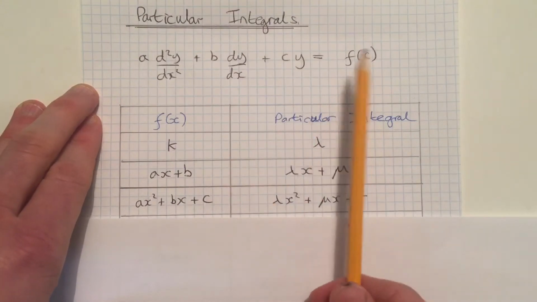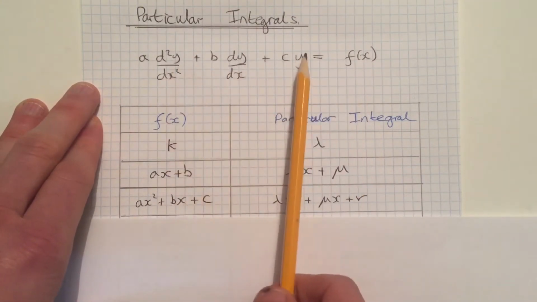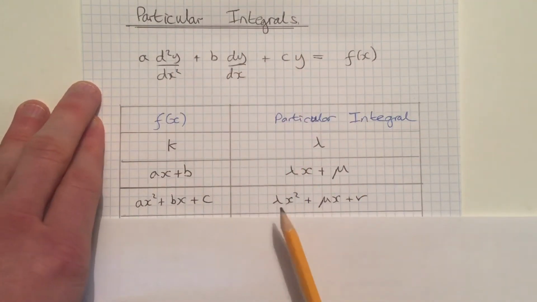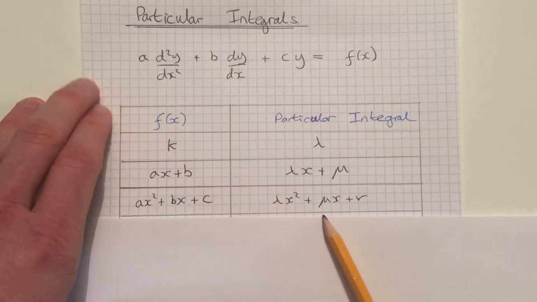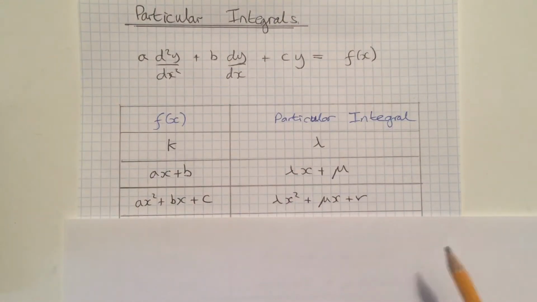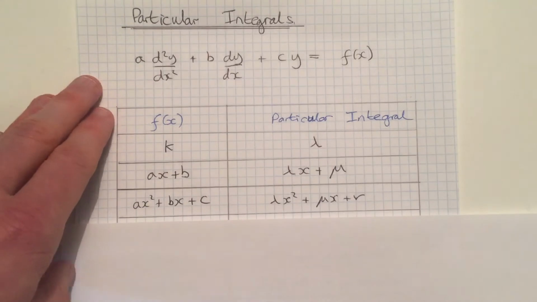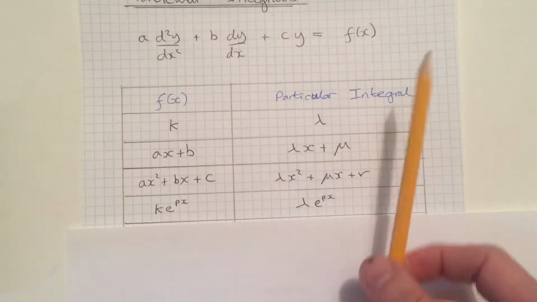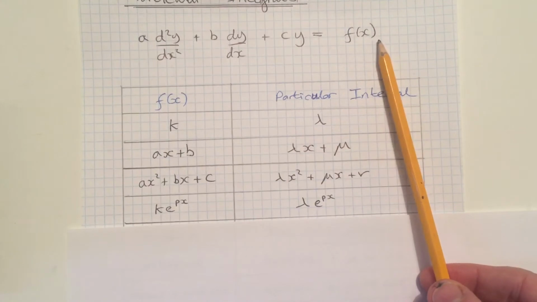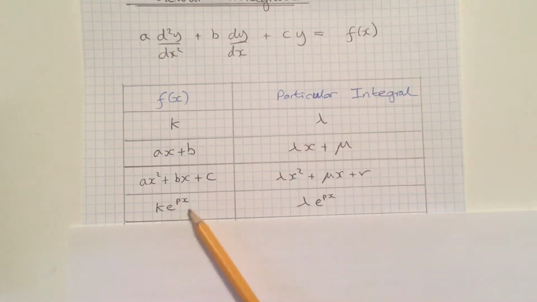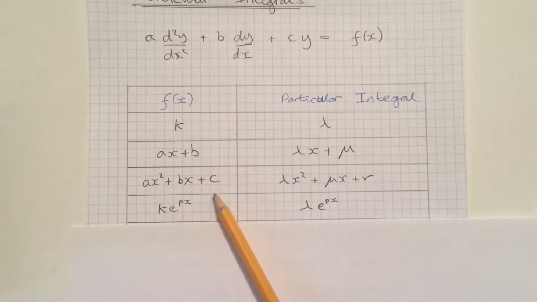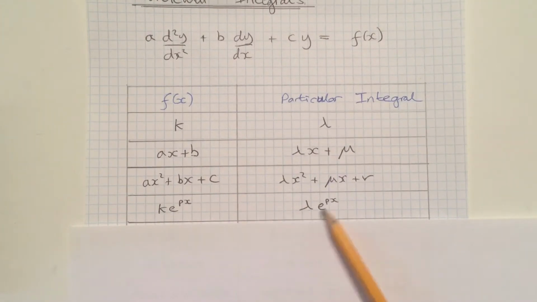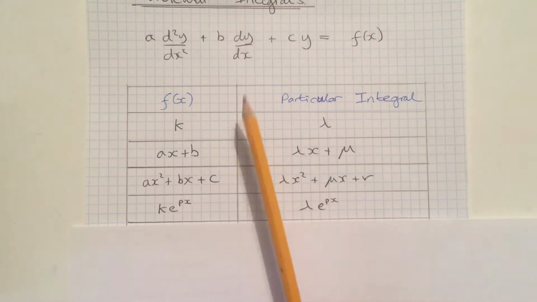If it's a quadratic over here, then I would guess a quadratic over here. So I would guess my particular integral as being lambda x squared plus mu x plus nu, like that. If I have an exponential on the right-hand side over here, so k e to the px, then I would guess my particular integral as being lambda e to the px over here.